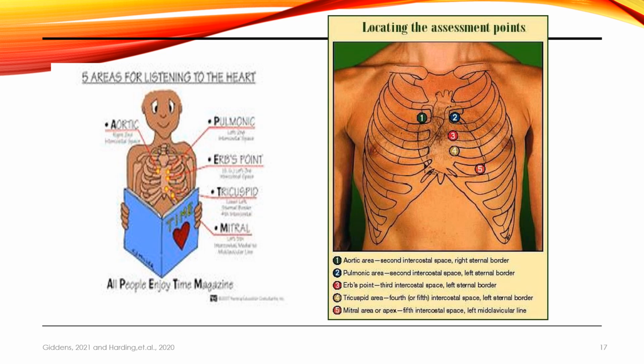All right. And then, like I said, we've got the mitral area, which is the fifth intercostal space at the mid-clavicular line. So here's the clavicle across here, and we're at the mid-clavicular line down to that fifth intercostal space. All right, so this is also the apex of the heart.